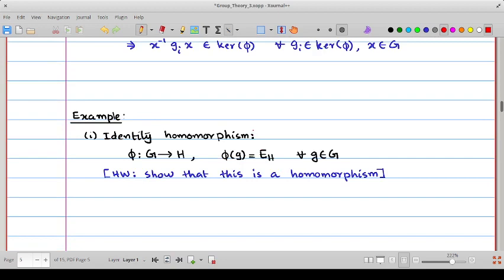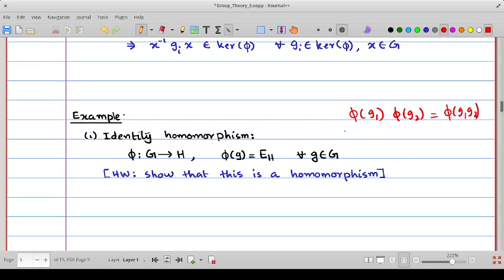So we can now consider an example of a homomorphism. One of the simplest homomorphisms is the mapping which maps every element of G to the identity element of H. So for any element G of the group G, phi of G is simply EH, the identity in H. It is easy to verify that this is a homomorphism. So we just need to show that phi of G1 times phi of G2 is equal to phi of G1 G2.